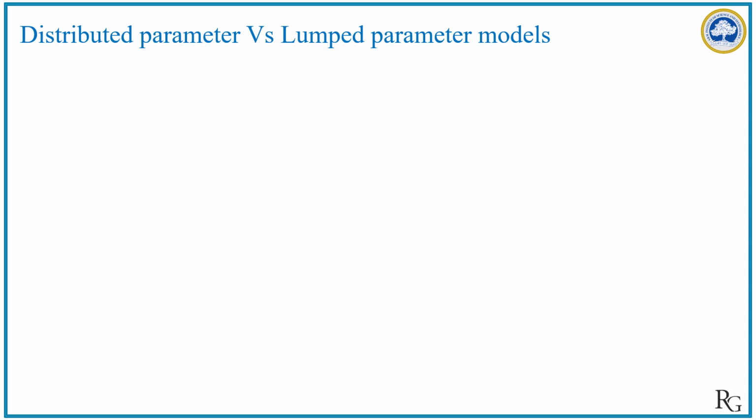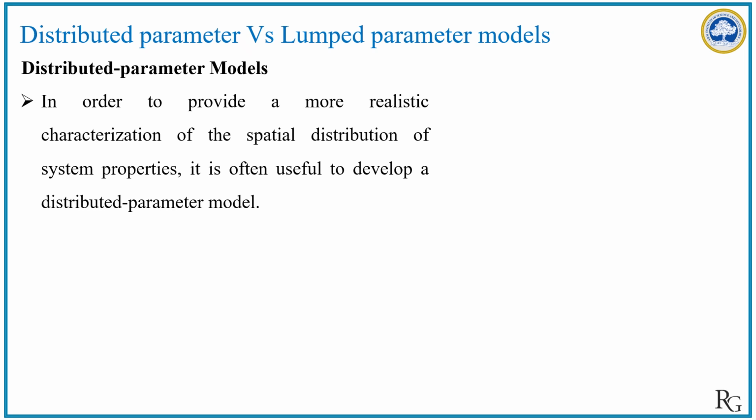In lumped parameter models, the characteristic of a particular element is assumed to be concentrated at a single point. However, in practical situations, these are not concentrated at a single point. These are distributed throughout the dimension. So hence comes the distributed parameter model. In order to provide a more realistic characterization of the spatial distribution of system properties, it is often useful to develop a distributed parameter model.